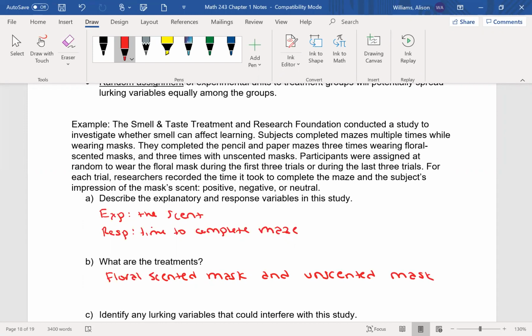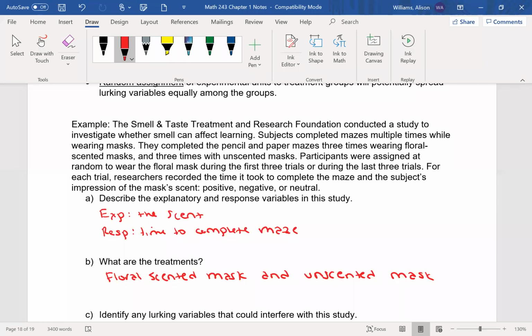Okay, so lurking variables. Are there any lurking variables that are going to be problematic? Well, the answer is probably no. They did do some randomization, and randomization does help with potential lurking variables. So the randomization was that they randomized whether or not they were going to start with an unscented mask or a scented mask. And that randomization might help with maybe the fact that somebody just gets better at doing mazes the longer they sit there doing mazes, right? Or maybe as somebody gets tired as they're doing mazes and they do worse as they go.